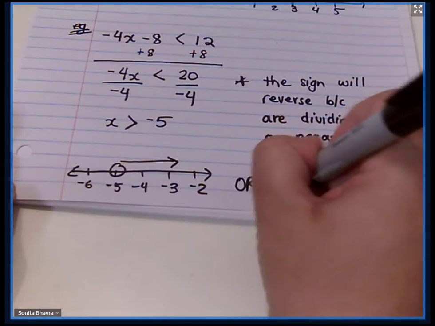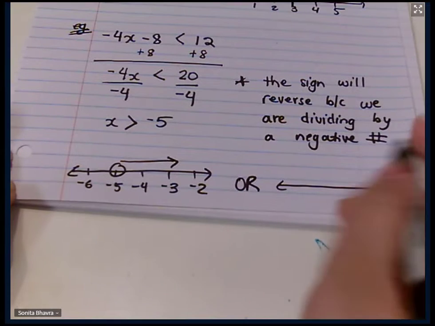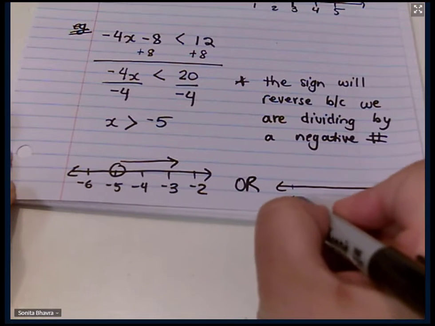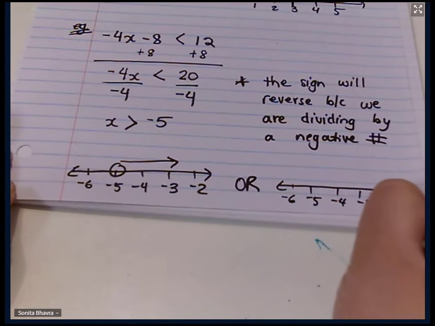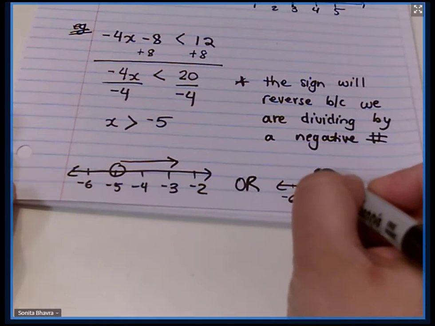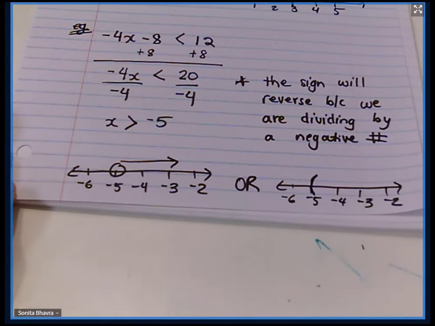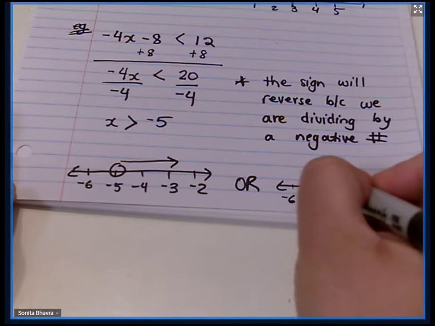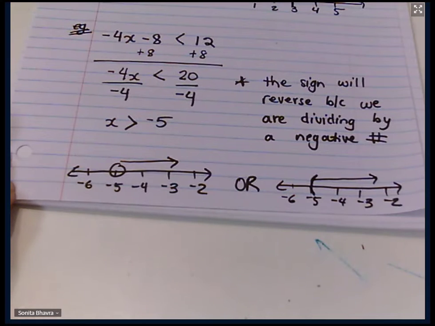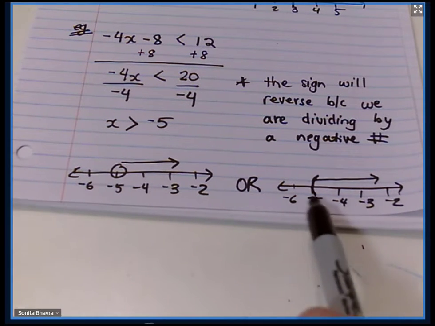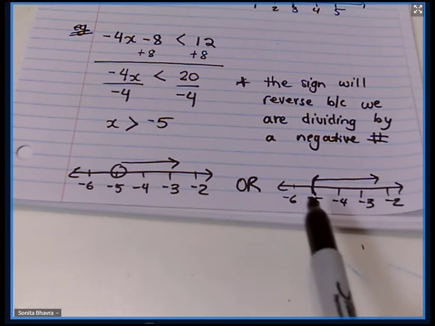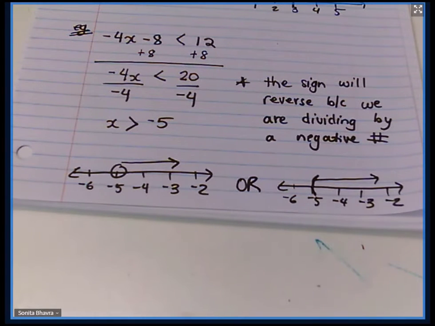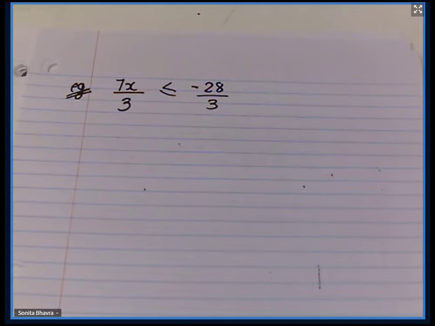The other method to show that on the number line, again, it would be curved like that and pointing towards the right. All right, and again, this represents that x is greater than negative 5, but the negative 5 is not included in the answer.